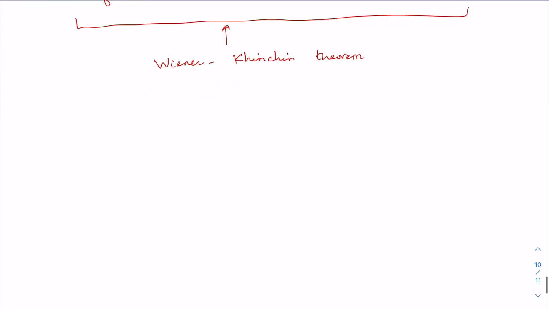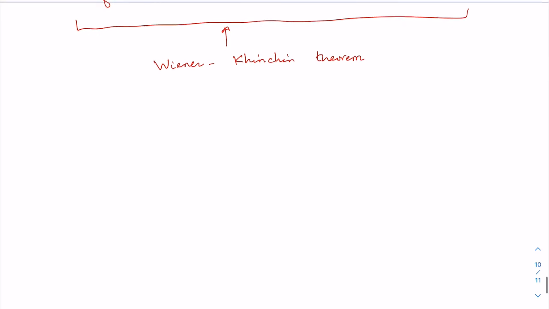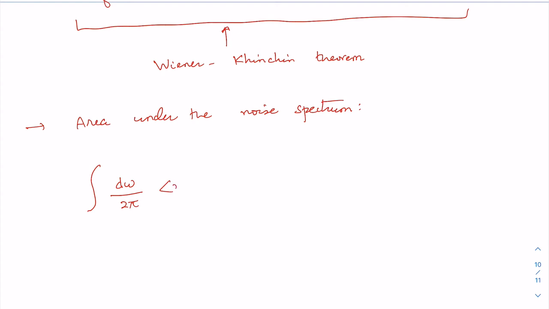Now one can very easily calculate the area under the noise spectrum. So the area under the noise spectrum, what I mean by that is, conventionally we'll put d omega and divide it by 2 pi, and this is the quantity we can calculate.